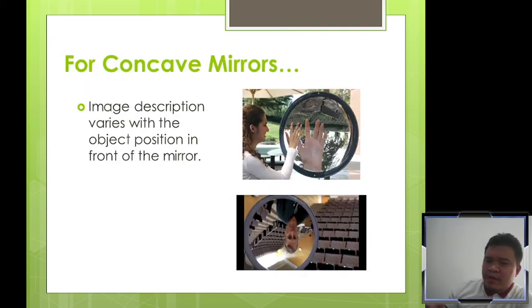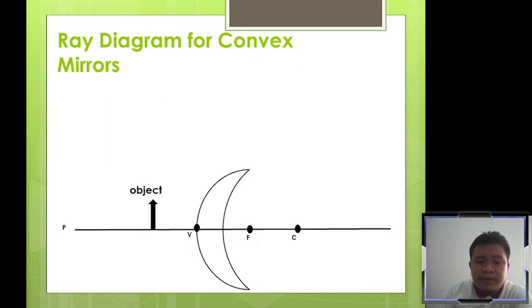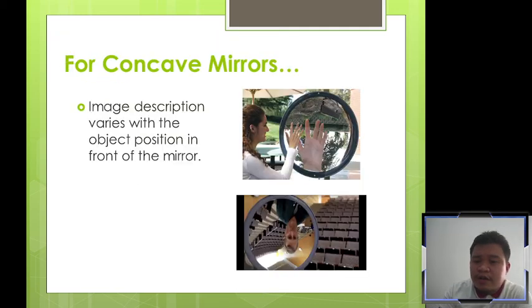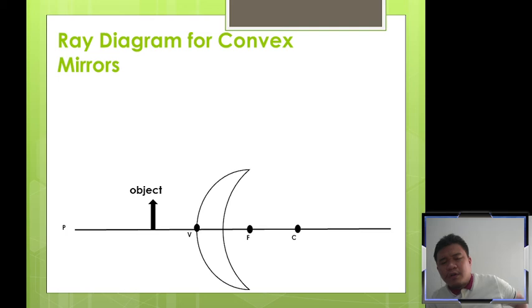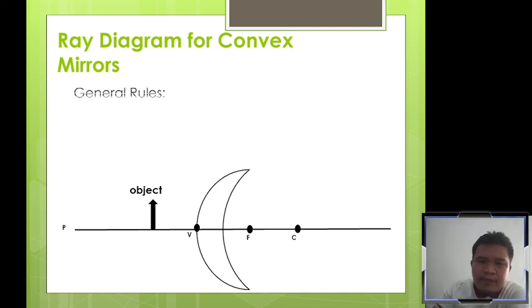Now, for concave mirrors, though, image description varies with the object position from the mirror. Okay, so as you can see here, if you are too near from the concave mirror, the image gets bigger, and if you are at a certain distance from the concave mirror, you might appear inverted as well. Okay, now how about for convex mirrors? Now, for convex mirrors, the rules are still the same. Okay, we still apply the same rules, but we just interpret it differently.